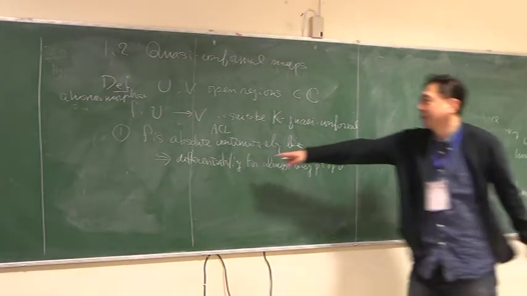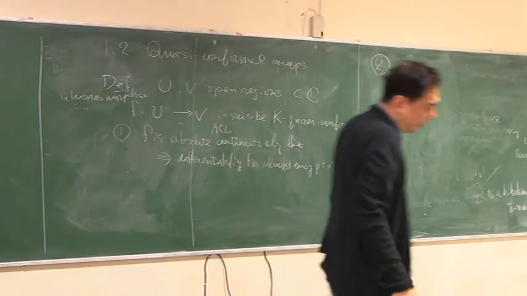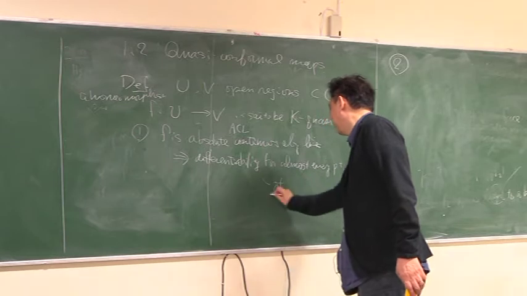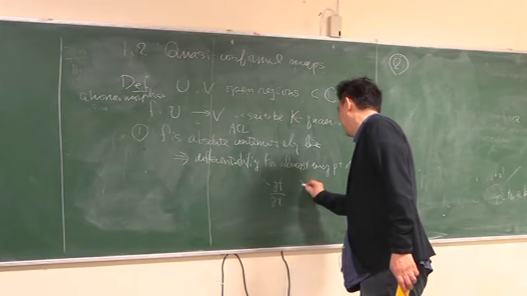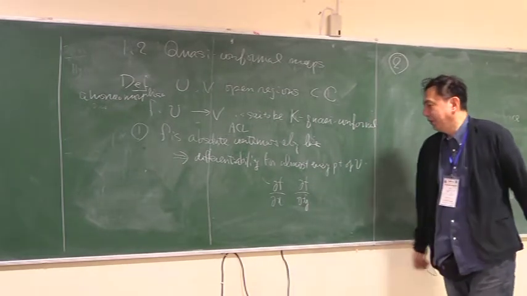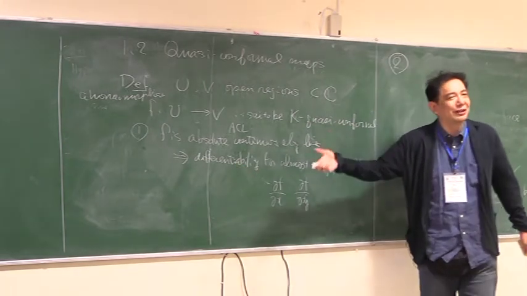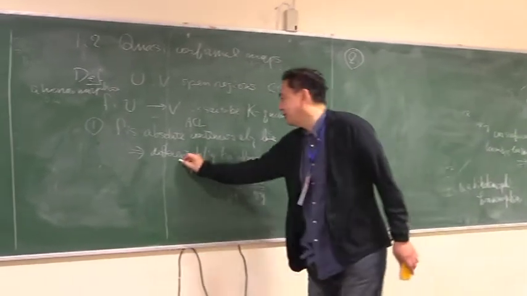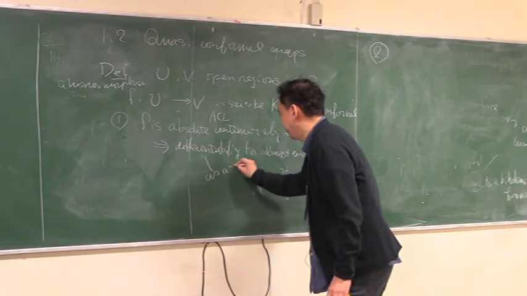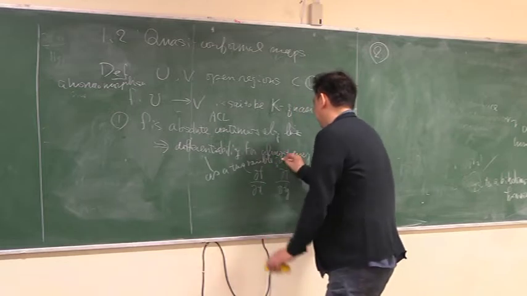So that's the first condition. And the second condition is more important. The first is just differentiability. Because it's differentiable at almost every point, you have something like that. But differentiable doesn't mean complex differentiable. It's differentiable as just a two-variable real function.